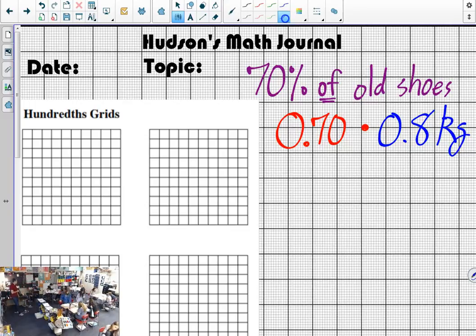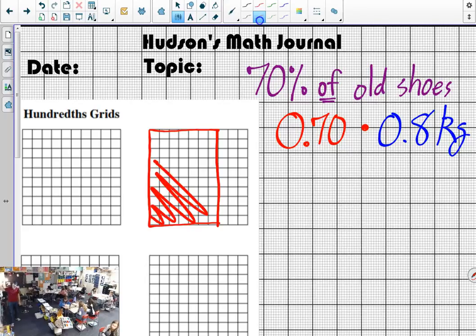2 different ways to do this. You can do 0.7 times 0.8 or 0.8 times 0.7, right? Multiplication's commutative. The order can change. Seen most people with their shading done in one direction. I think a lot of us started with the 70% vertically. It doesn't matter which you do. So I shade in 7 of these columns.